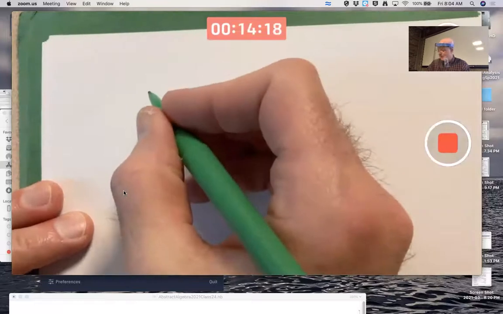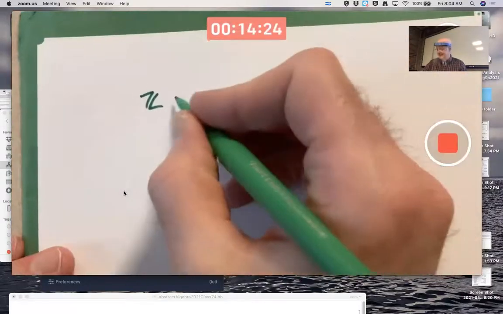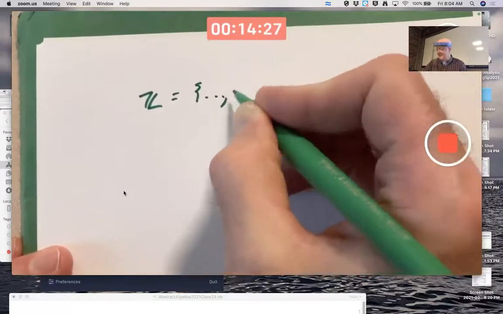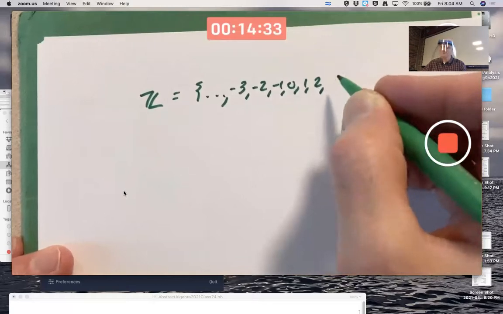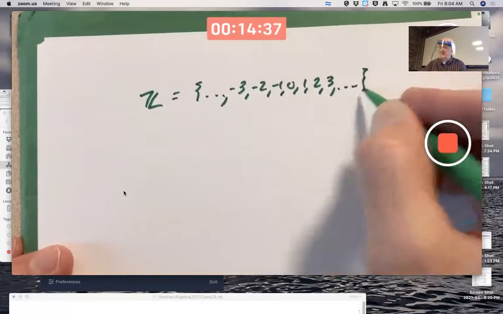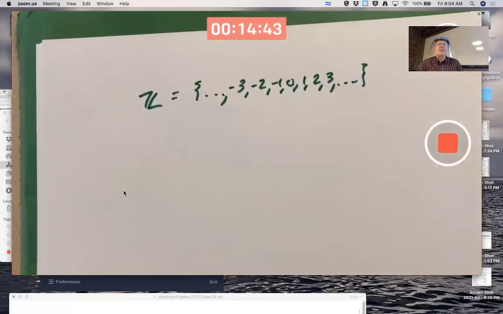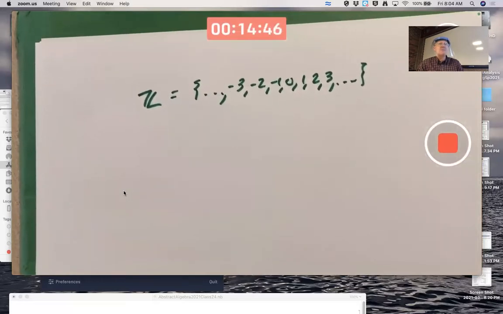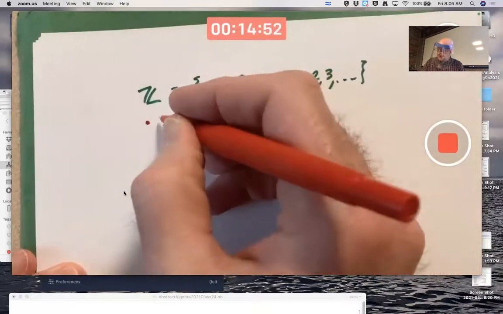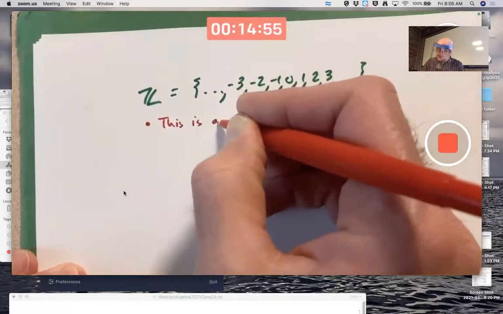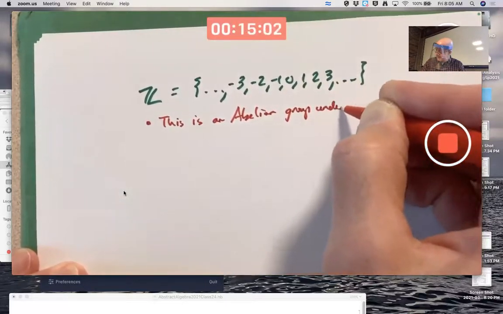So let's start with one of our most simple examples, Z. As a set, that's the integers. It's German for Zahlen. That's where the Z comes from. Zahlen, spelled starting with a Z. What do we already know about this? We know it's an abelian group under addition. Let's just write down what we know. This is an abelian group under addition.